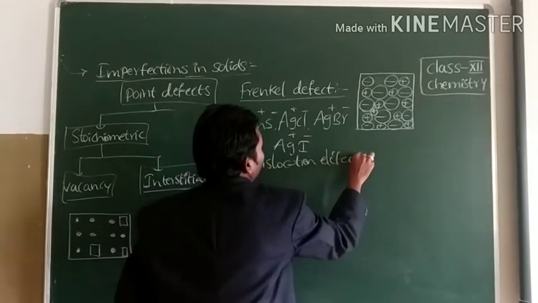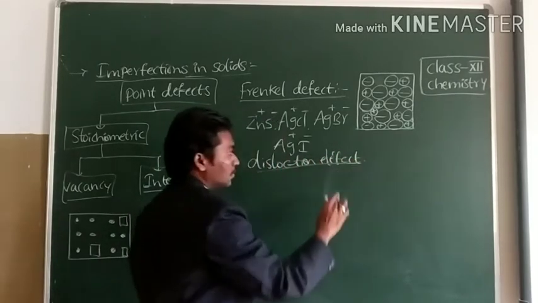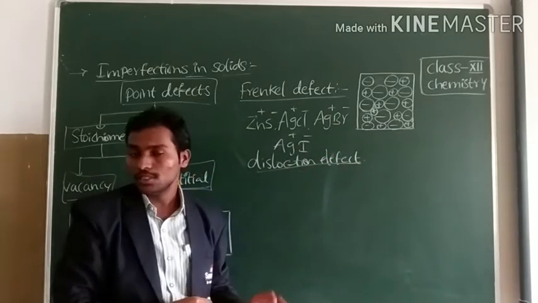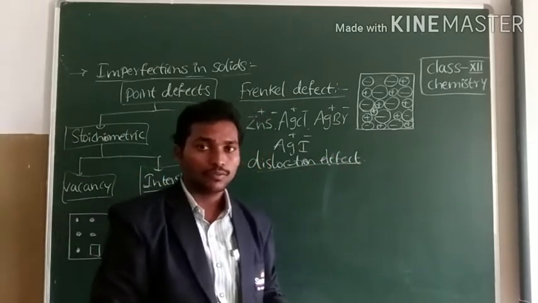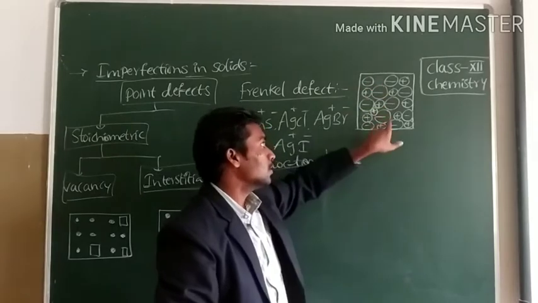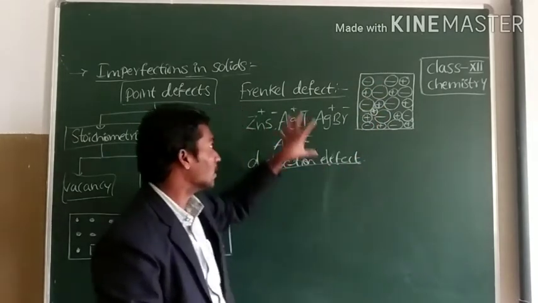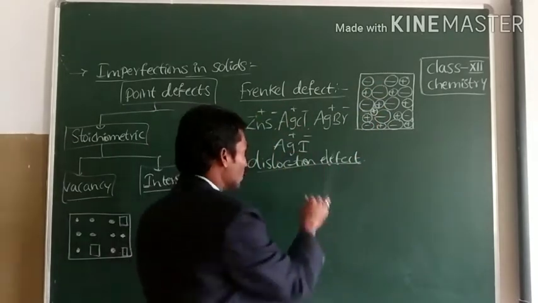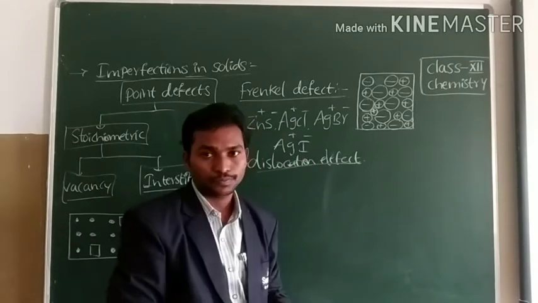It is also called dislocation defect because of the dislocation of an ion from its original site to a new site. That's why Frenkel defect is also called dislocation defect.